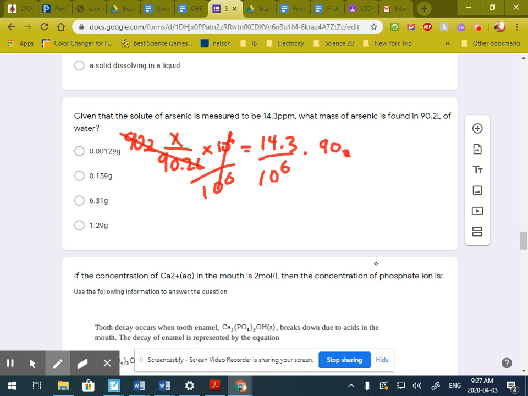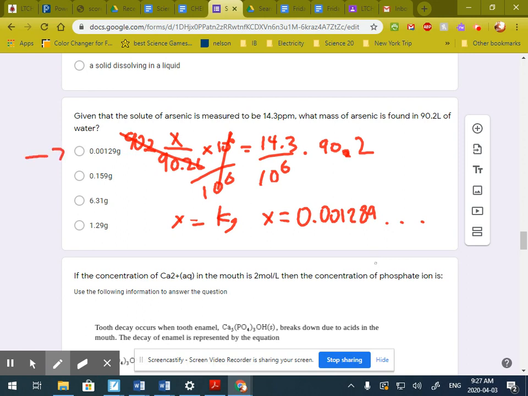Now, that is going to give me X in kilograms. Okay, it's probably going to be a pretty small number. Let's check it out. Divide that by a million times by 90.2. Yeah, I get X is equal to 0.001289, blah, blah. And that's what a lot of people picked.